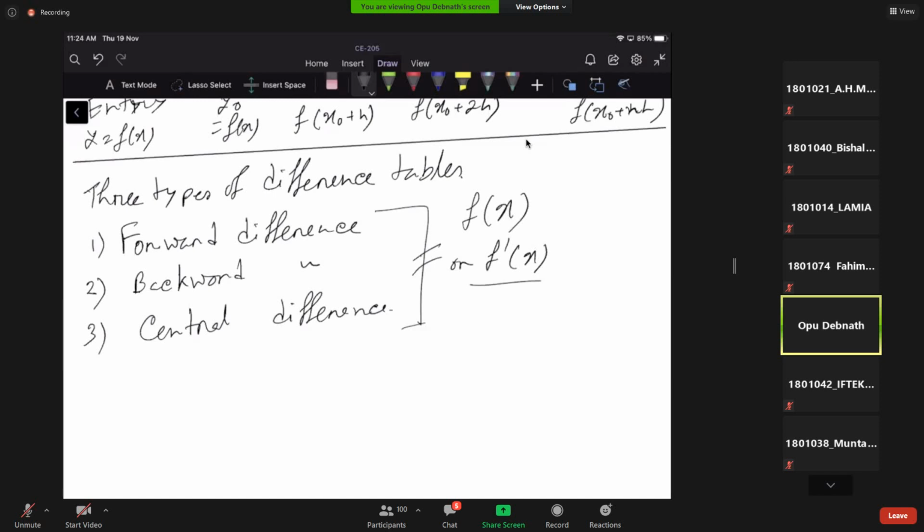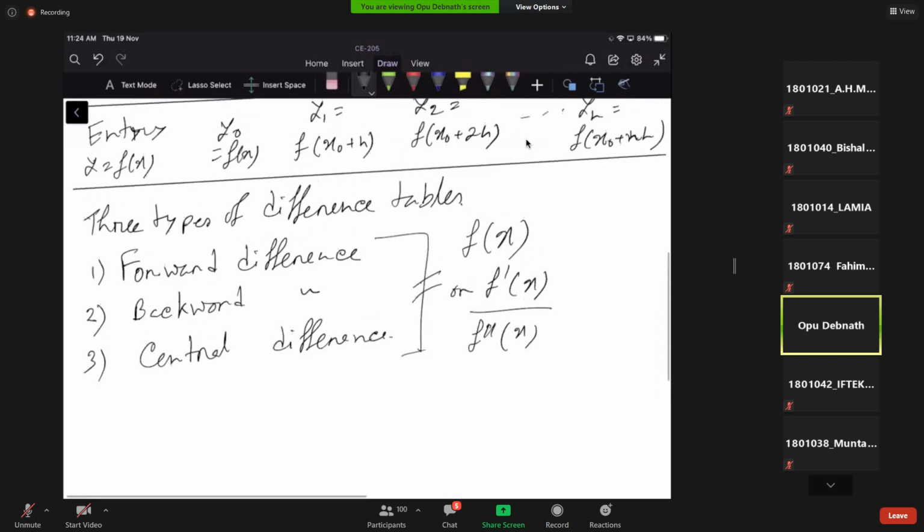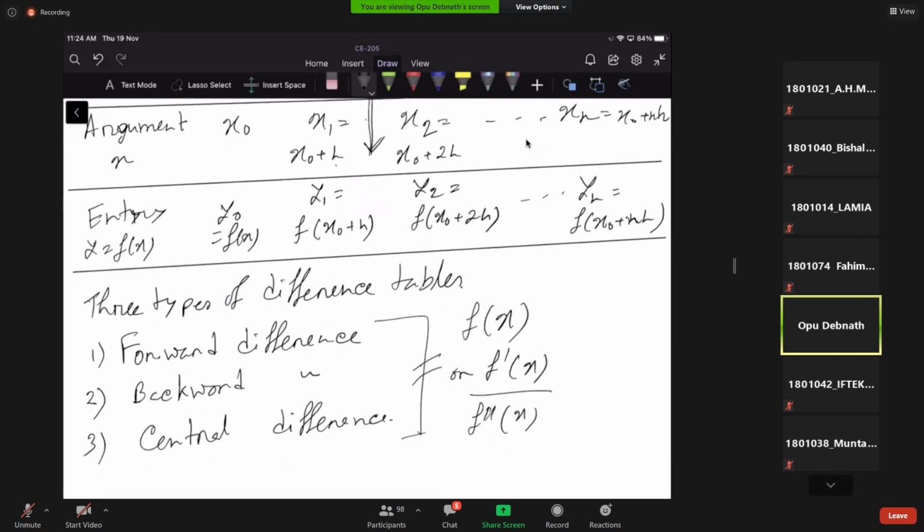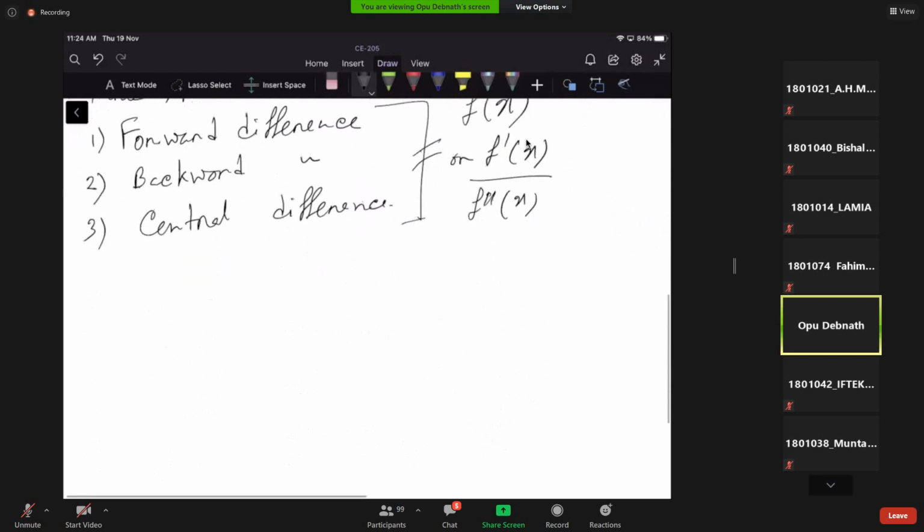That means first derivatives, or in some cases up to second derivatives maybe, or some intermediate arguments. That means some intermediate values of x. Suppose I want to know the value at x0 plus 1.2 h, that means h plus 2h. This is somewhere in between these two values. So by using the difference table, we can easily find these intermediate values or first derivatives as well.